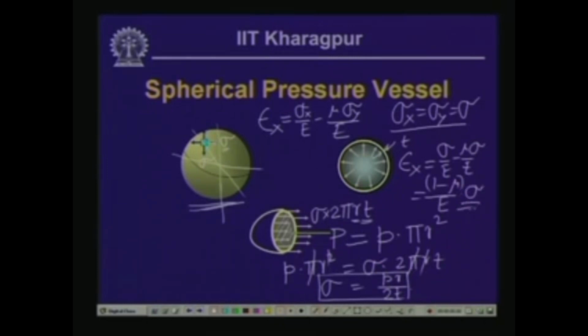So, corresponding to the maximum value of the stress, which is P r by 2t, we can compute the strain. Let us call this strain epsilon, as a function of the stress sigma. So this is the maximum strain that occurs in a spherical vessel.